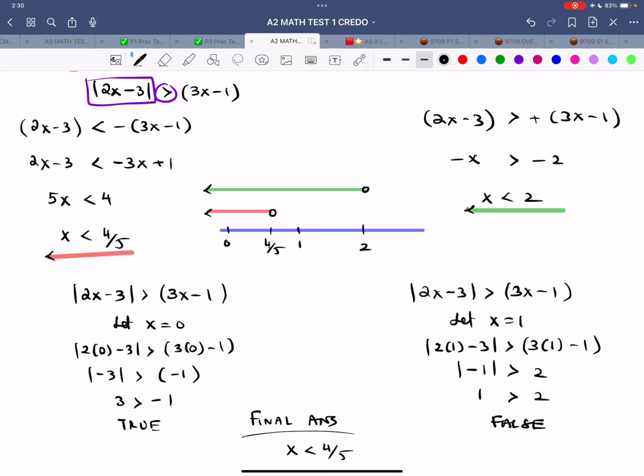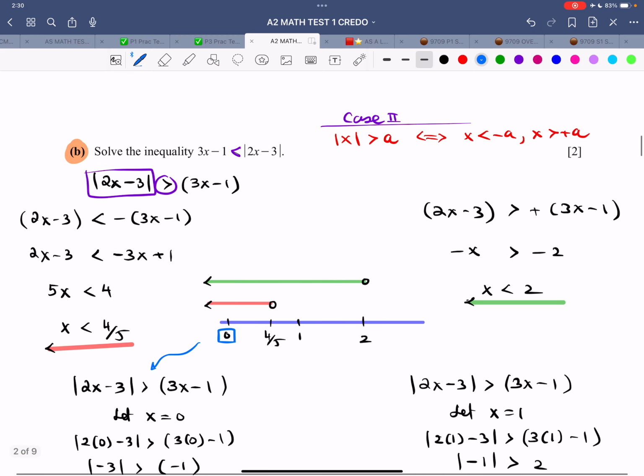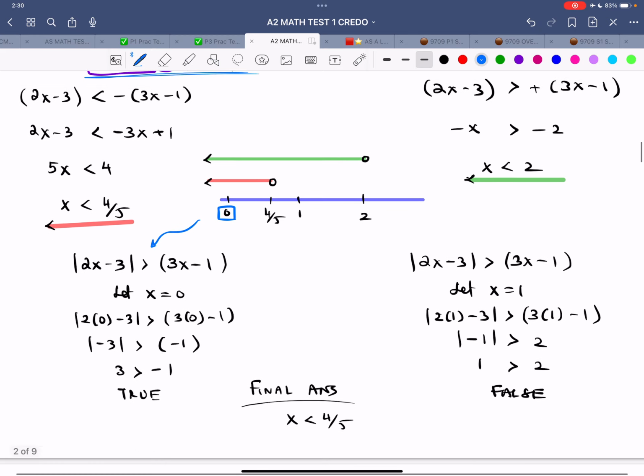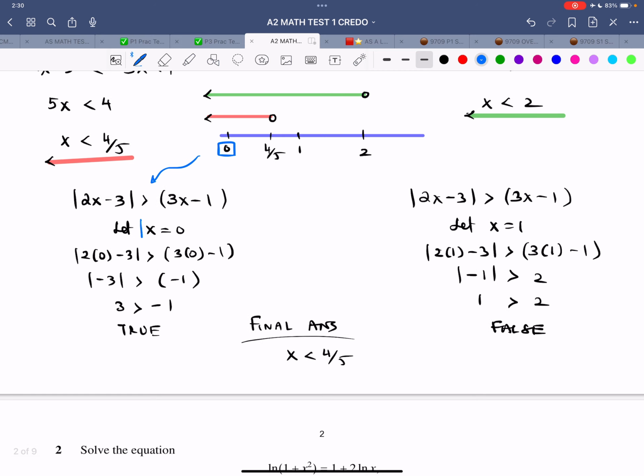So now what we do is that we choose a number somewhere over here. That is this number, 0. And we plug in the original quadratic inequality. This is also original with the sides flipped. This is also original. So when I plug in x equals 0, I am getting 3 is greater than negative 1. Is this statement true? The answer is yes, definitely it's true.